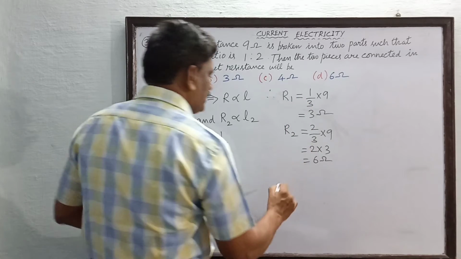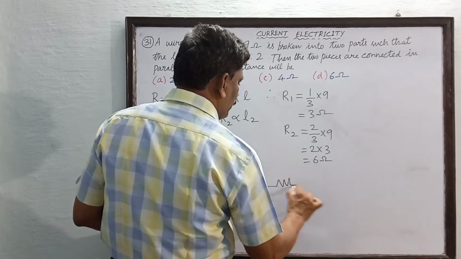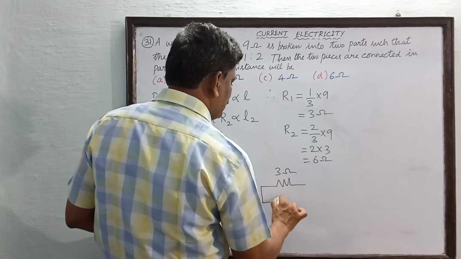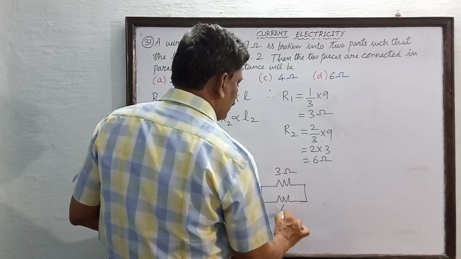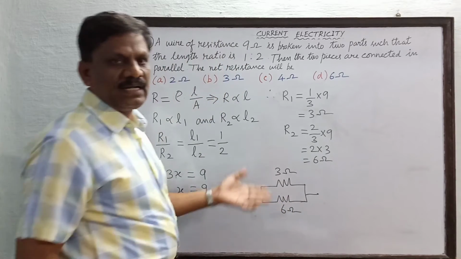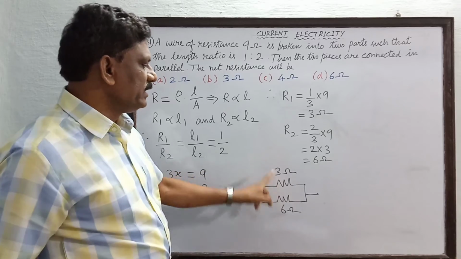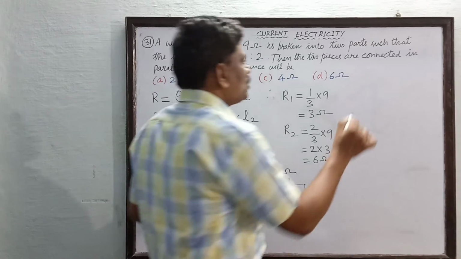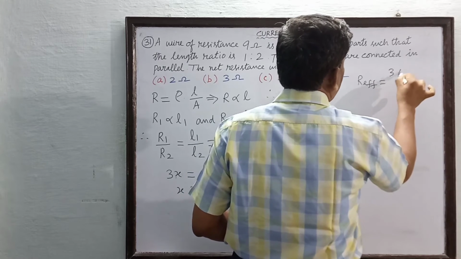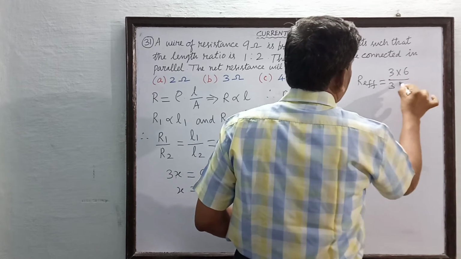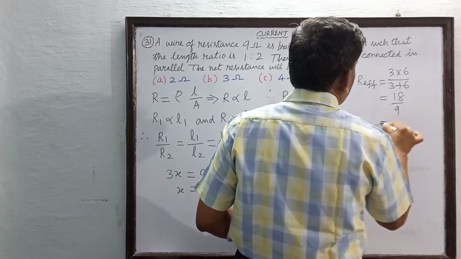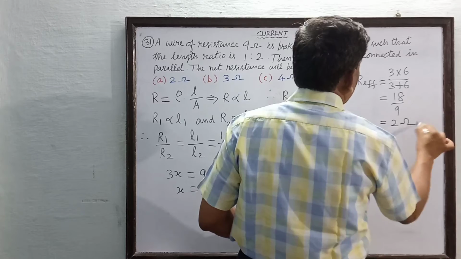Now these two resistors are connected in parallel. So one is 3 ohm and the other one is 6 ohm. These two are connected in parallel. So what is the effective resistance is being asked. So this is 3 into 6 divided by 3 plus 6. So R effective is equal to 3 into 6 divided by 3 plus 6. So this is equal to 18 divided by 9, that is equal to 2 ohm.